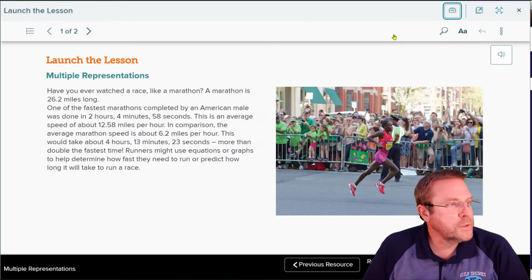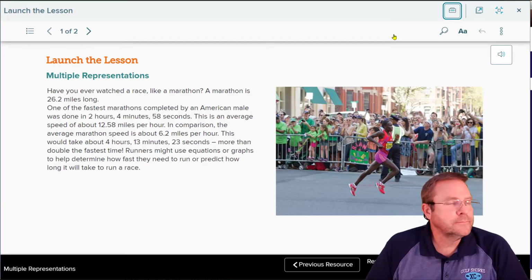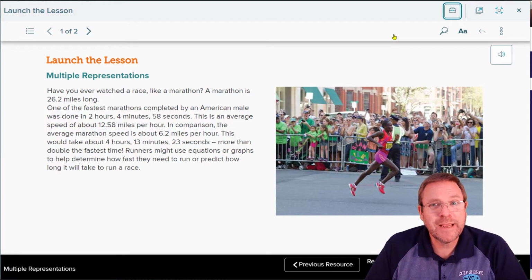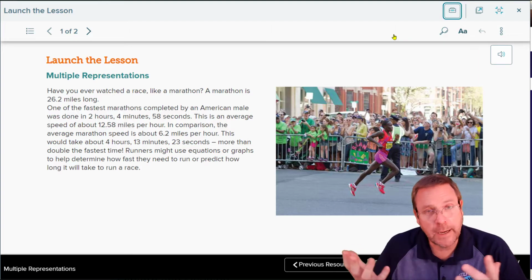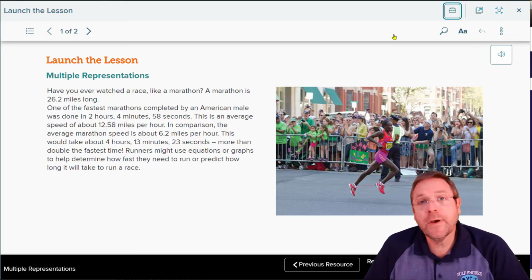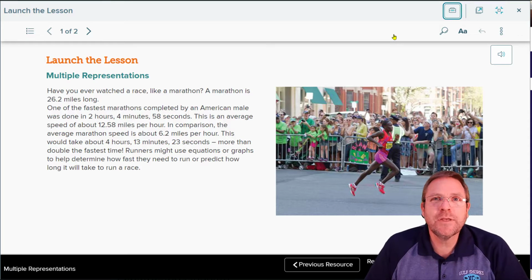Have you ever watched a race like a marathon? Honestly, why would you want to stand there and watch other people run? I mean, really, what thrill do you get out of watching other people run? I don't get it. But a marathon itself is 26.2 miles.